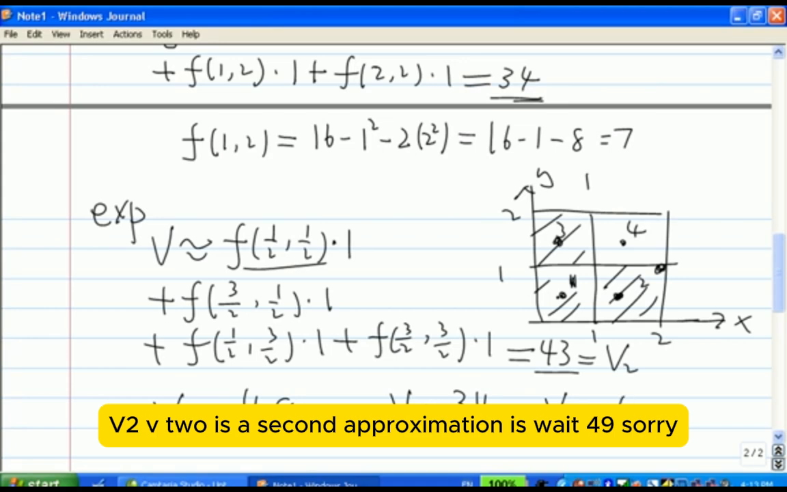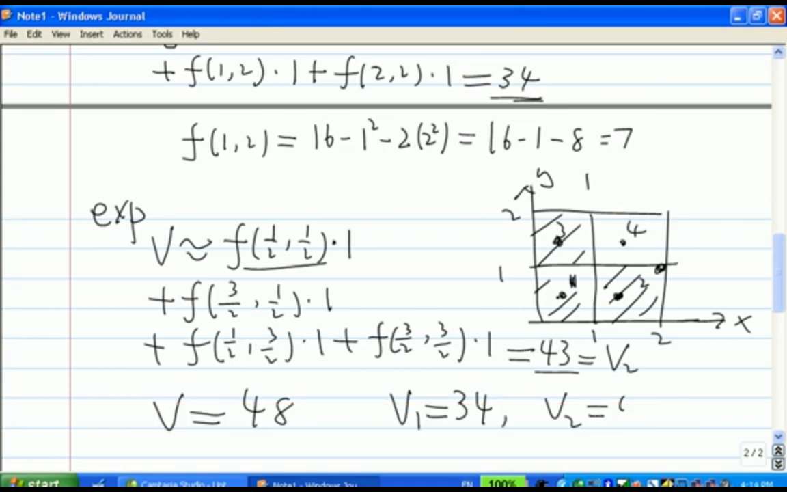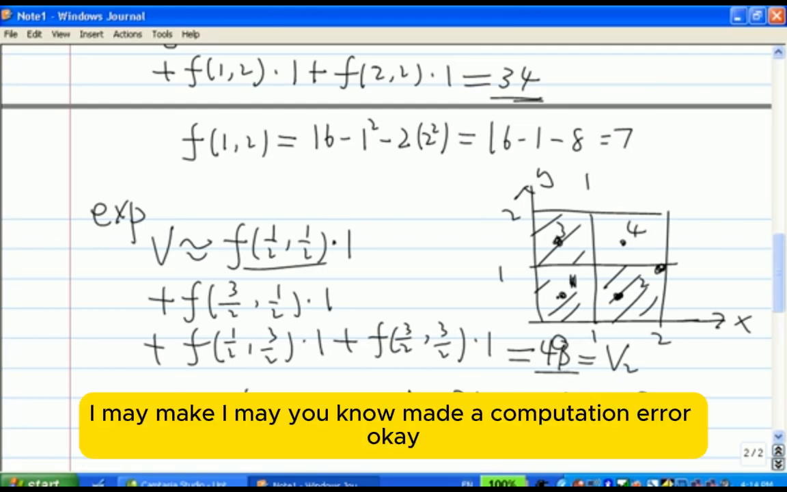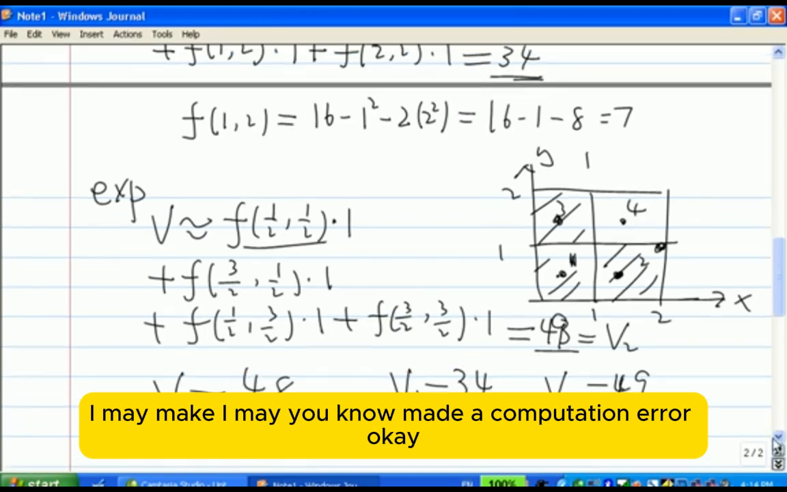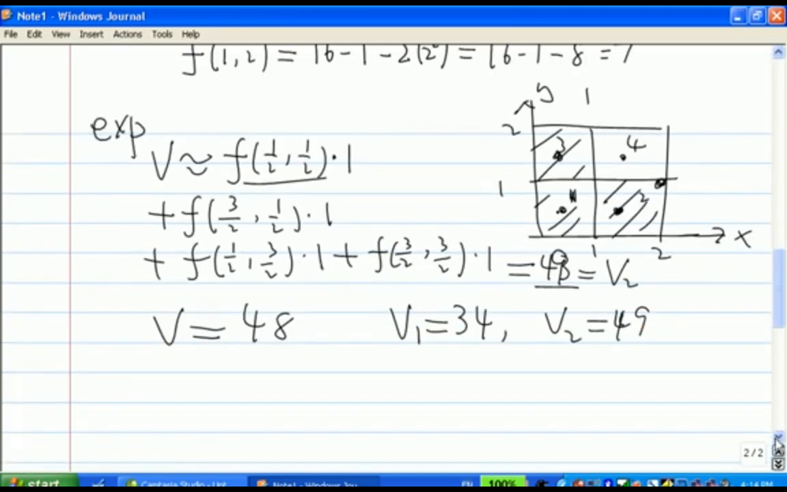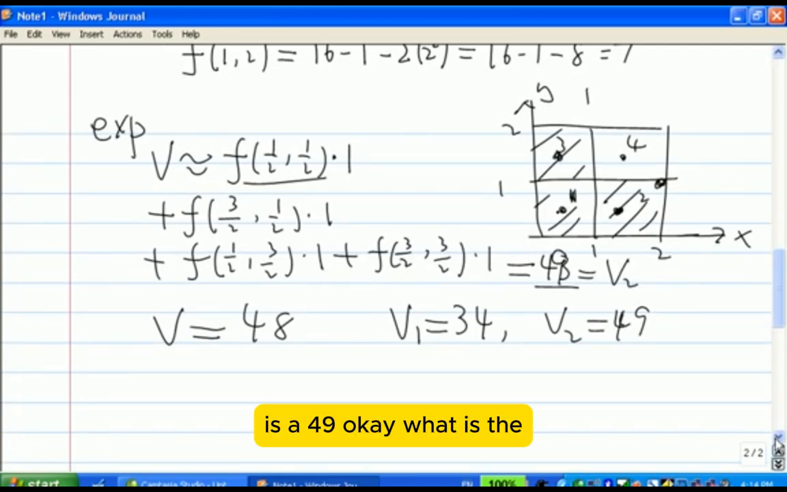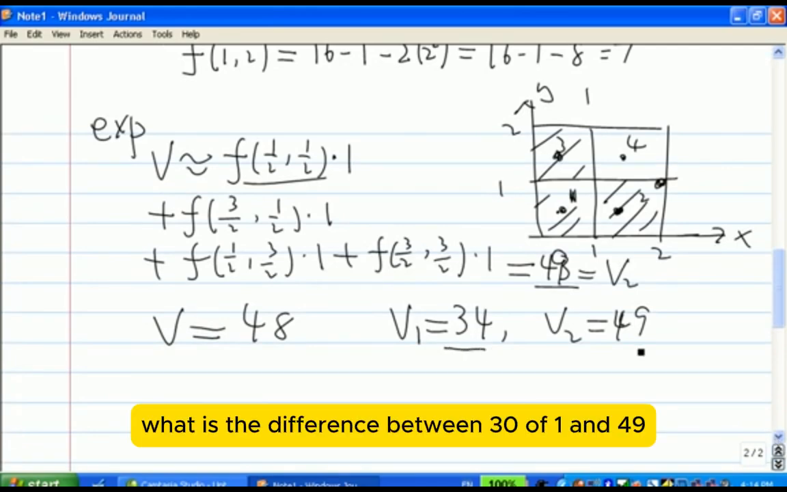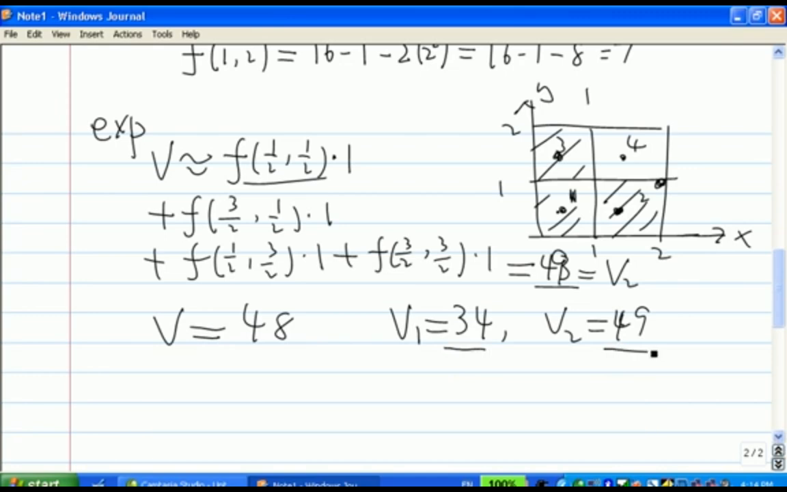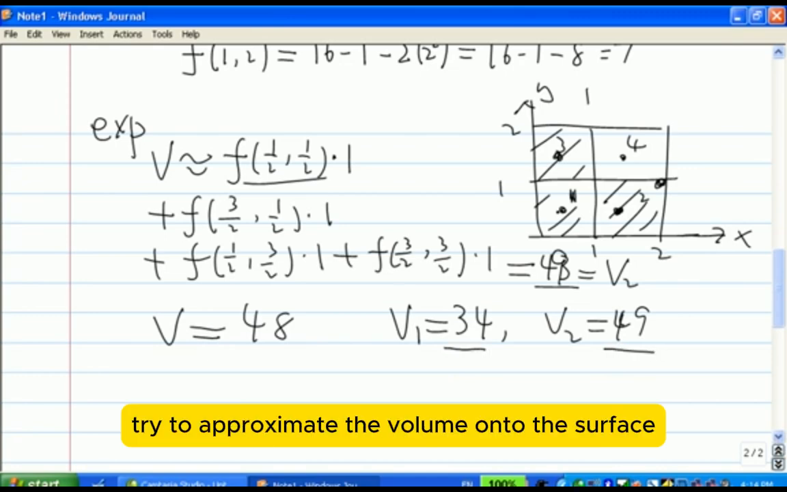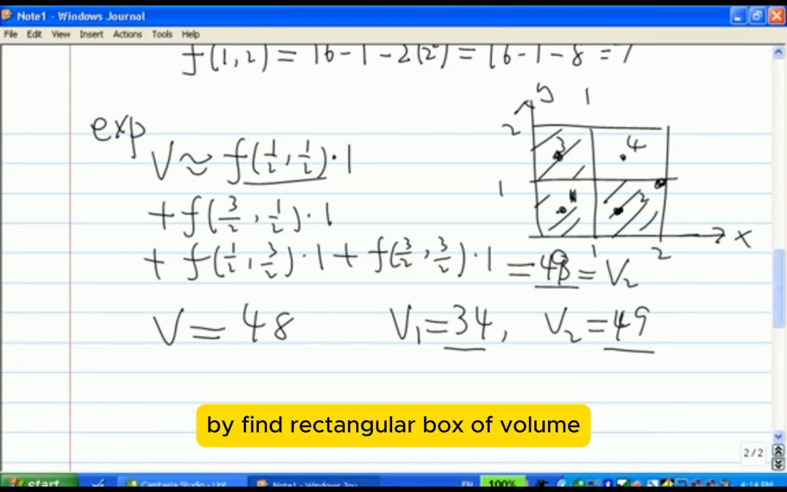V2 is 49. Sorry, I may have made a computation error. The important thing is the idea. It's 49. What is the difference between 34 and 49? They both use the same idea: try to approximate the volume under the surface by finding rectangular box volumes, then add them together. We'll always have 4 rectangular boxes.